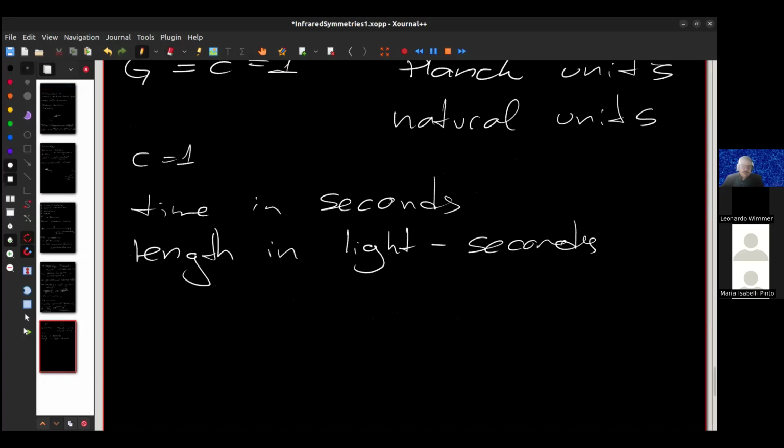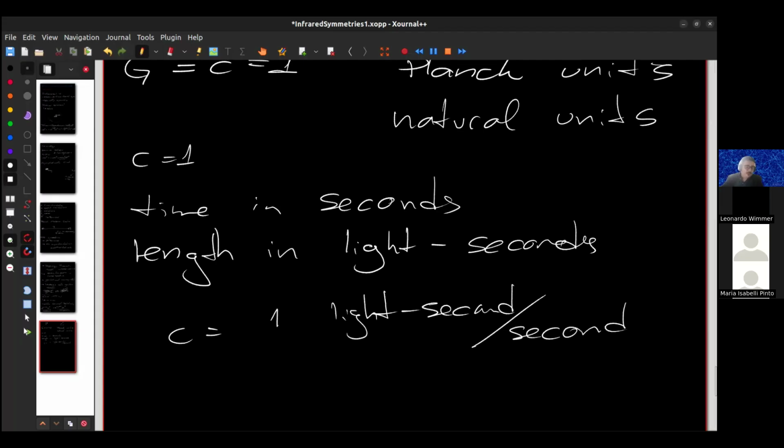So if you're measuring length in light seconds and time in seconds, then c, the speed of light, is going to be 1 light second per second by construction. I would just take a step further and completely ignore the units and just consider that c is a unitless number evaluated to 1.